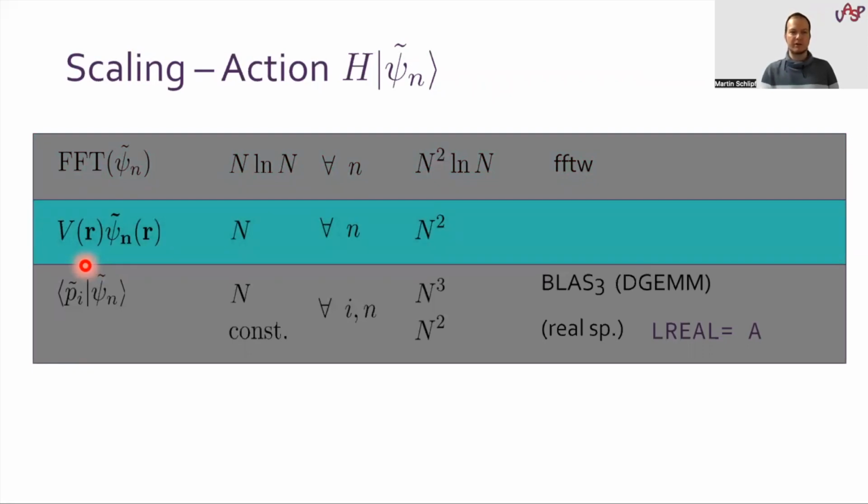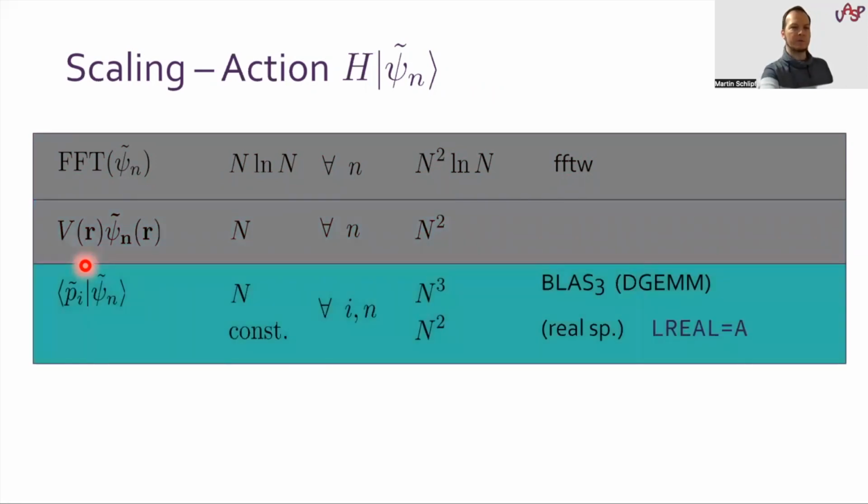So here we have the advantage that the potential in real space is just expressed on this grid. So this is just an element-wise multiplication. So this scales linearly with the number of grid points. And then again, we need to apply the potential to all the orbitals, which gives another factor of n. And again, this leads to an n squared like behavior.